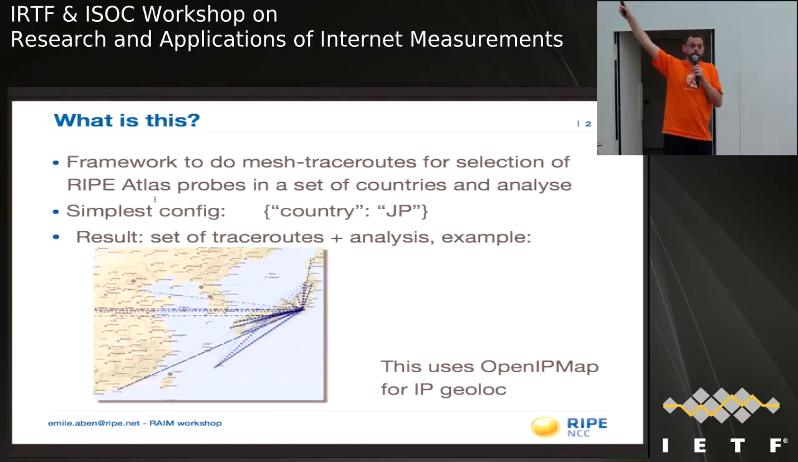So the simplest config is there. It's a simple JSON file. This whole thing has a couple of script steps, and one of the steps is an analysis step, and you get out 3D pictures like the path from RIPE Atlas probes in Japan to RIPE Atlas probes in Japan, and here you can actually see some of these paths go to Hong Kong.